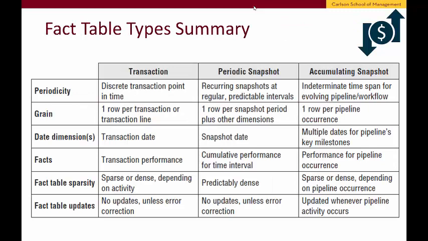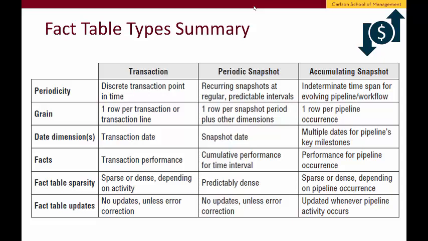This last slide in a series of fact tables summarizes the three different types. Transaction fact tables do not have any predictable periodicity, which depends on a set of random transaction events. Periodic snapshot fact tables, by contrast, have, by definition, predictable periods between the snapshot events. Accumulating snapshot tables depend on the time span of the pipeline or workflow, the beginning and end of which are uncertain, as well as the milestone events in between.